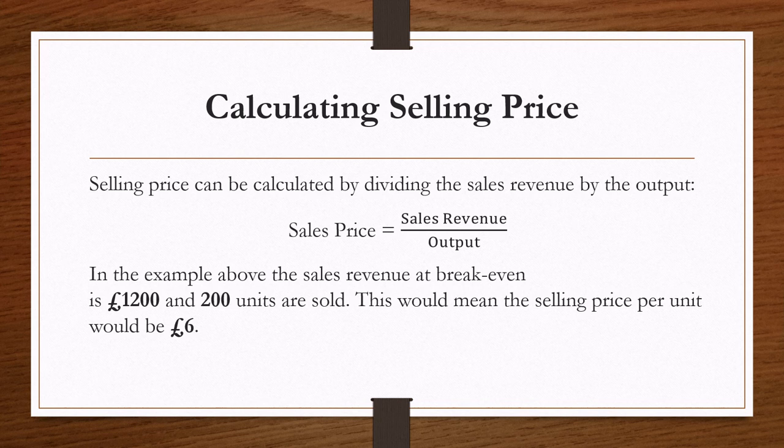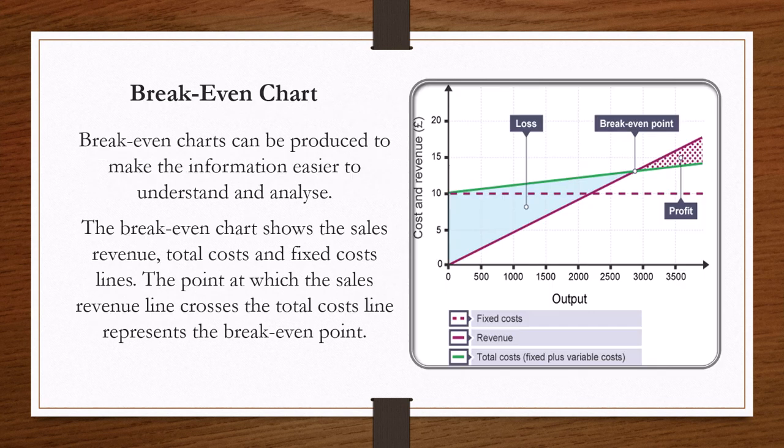Calculating selling price. Selling price can be calculated by dividing the sales revenue by the output. In the example, the sales revenue at break-even is €1,200 and 200 units are sold. This would mean that the selling price per unit would be €6.